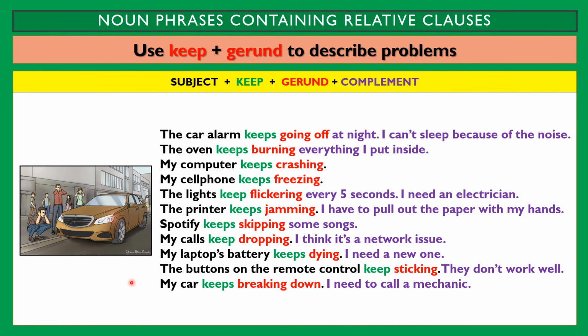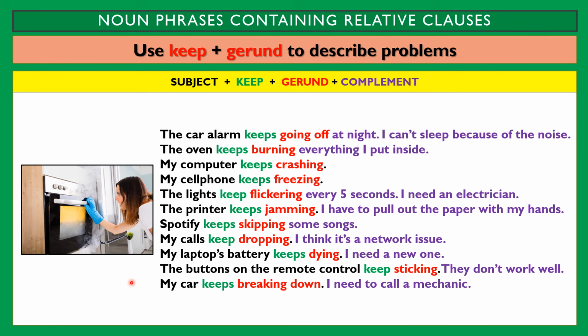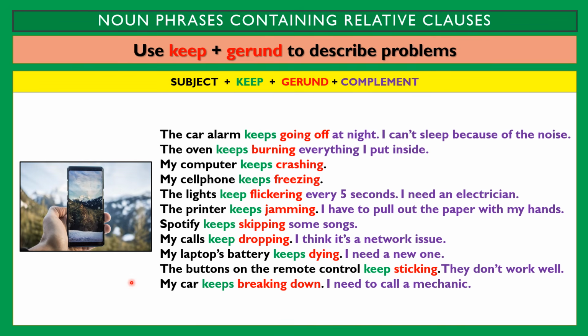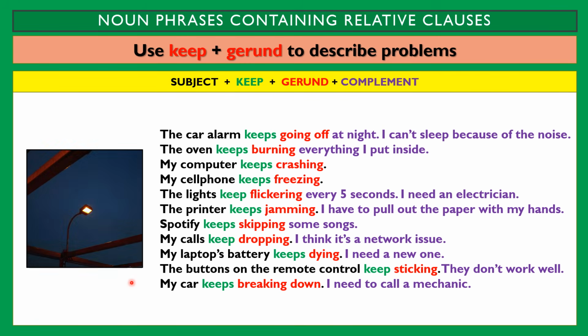When the car alarm goes off, it starts to sound. When the oven burns everything you put inside, it probably needs to be adjusted. When the computer crashes, it shows a blue screen and you have to restart it. If a cell phone is frozen, the applications don't respond and you might have to restart it. When the lights flicker, they turn on and off, usually because there is an electrical problem.